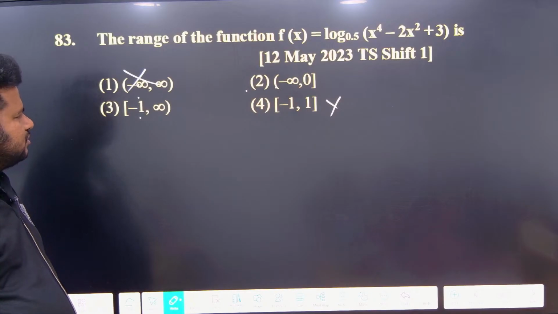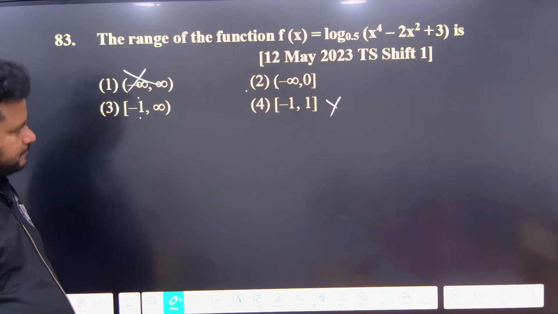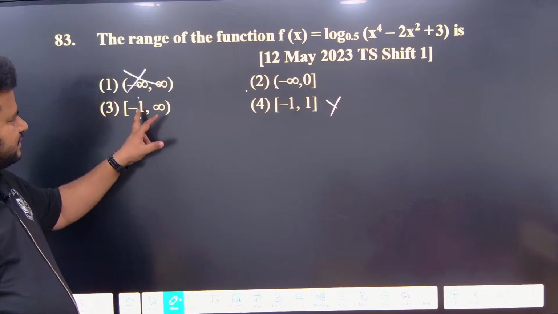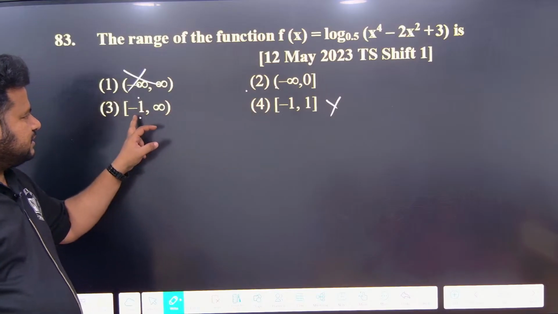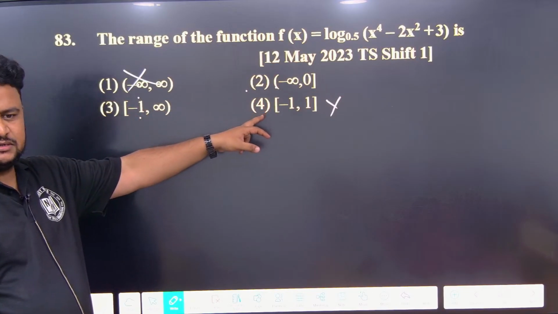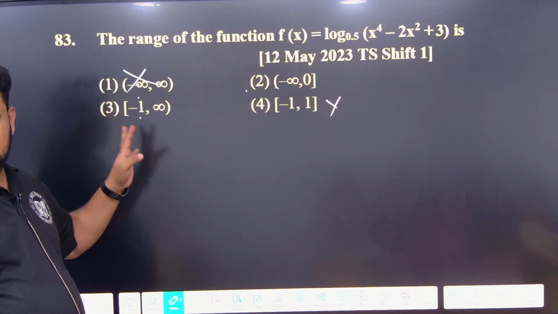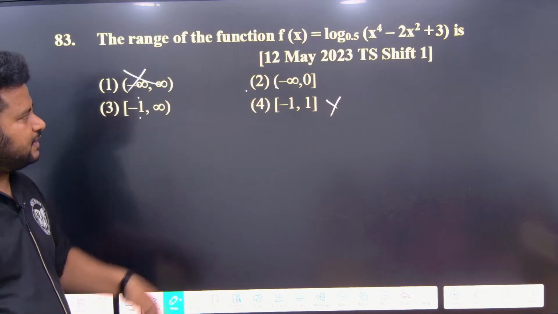Now which can you choose? Third. Okay, why? See here, minus 1 is here also, here also. What about 0? It is not there anywhere. So I will go with minus 1 infinity. Okay, but let us solve this question.